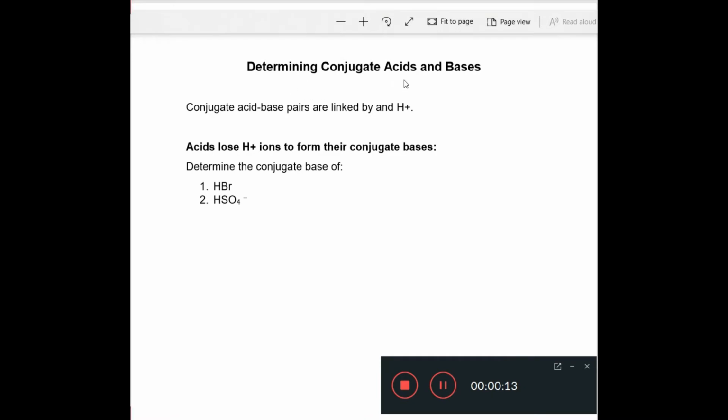Let's look at determining conjugate acids and bases. Now we know that conjugate acid-base pairs are linked by an H plus ion, so hydrogen ions. Acids, we know, lose hydrogen ions to form their conjugate bases. So to determine the conjugate base of an acid, we simply have to write the equation for the dissociation of the acid. So let's look at a couple examples here. One is HBr. Now, when HBr dissolves in water, it dissociates to give H plus ions. We know that. So what we have to work out is what is left.